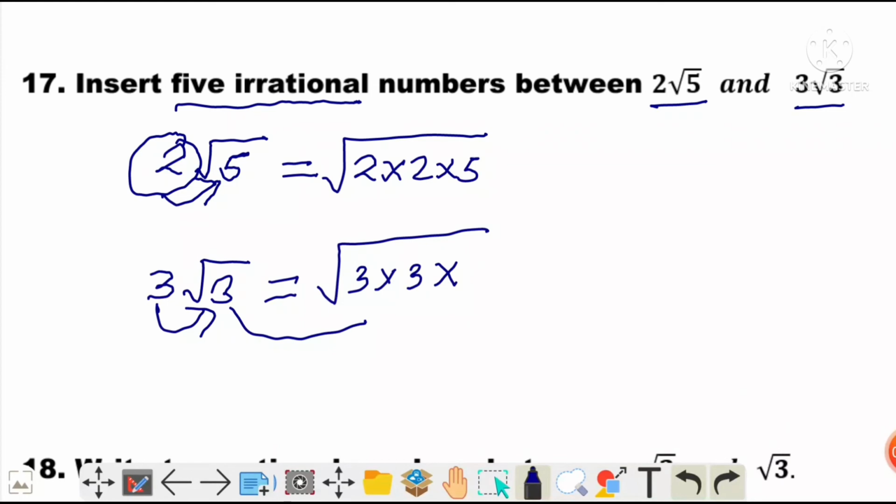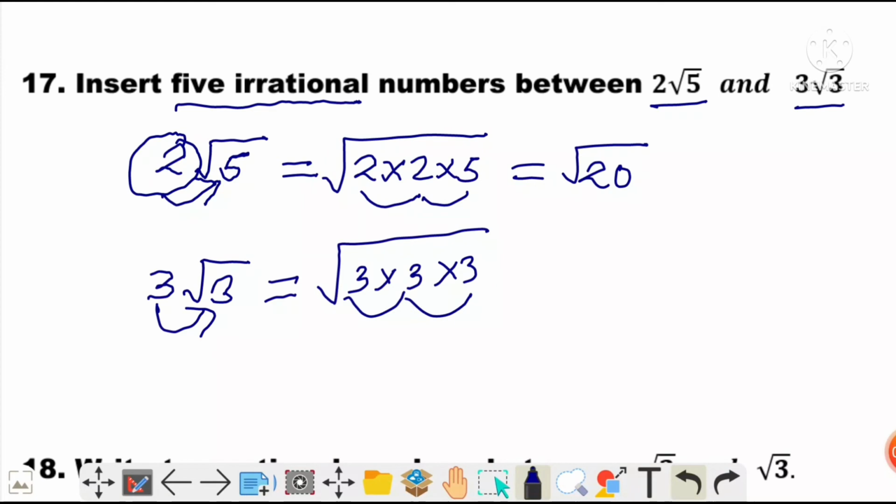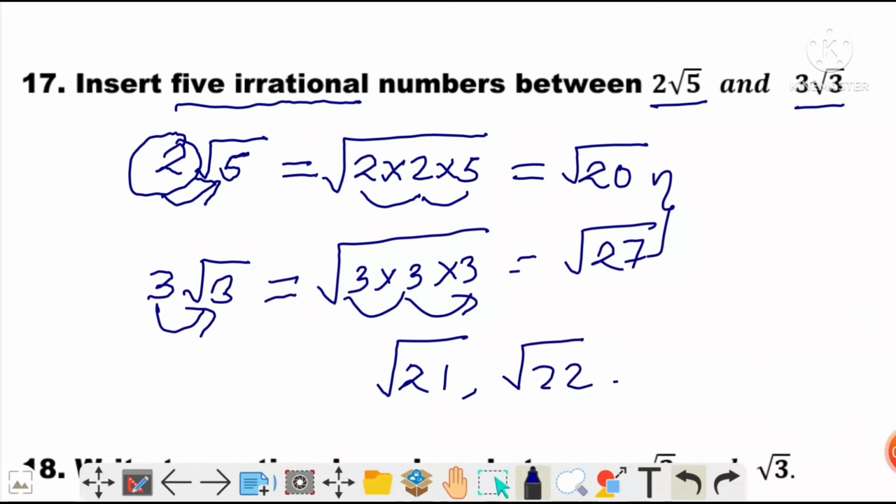So by multiplying, we'll get 2 twos are 4, 4 fives are 20, and 3 threes are 9, 9 threes are 27. So between 20 and 27, you have to find 5 irrational numbers. It's very easy. It's root 21, root 22, root 23, and so on. In this way, you have to find the 5 irrational numbers.